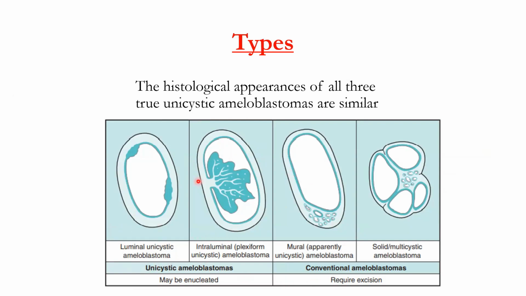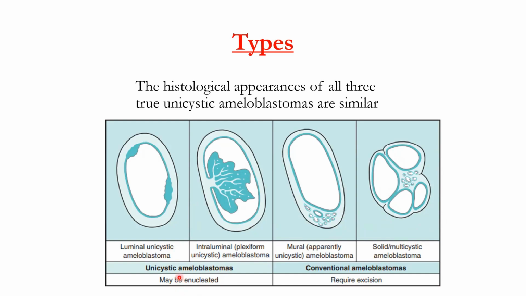There are several types of unicystic ameloblastoma as well. Luminal is when there is a single lining of epithelial cells around the lumen. Intraluminal is if there are any finger-like projections within the lumen. There is a mural type where you will see islands of ameloblastoma within the connective tissue wall. And this is considered a unicystic ameloblastoma, not a conventional one. And of course, you have the solid multicystic ameloblastoma.